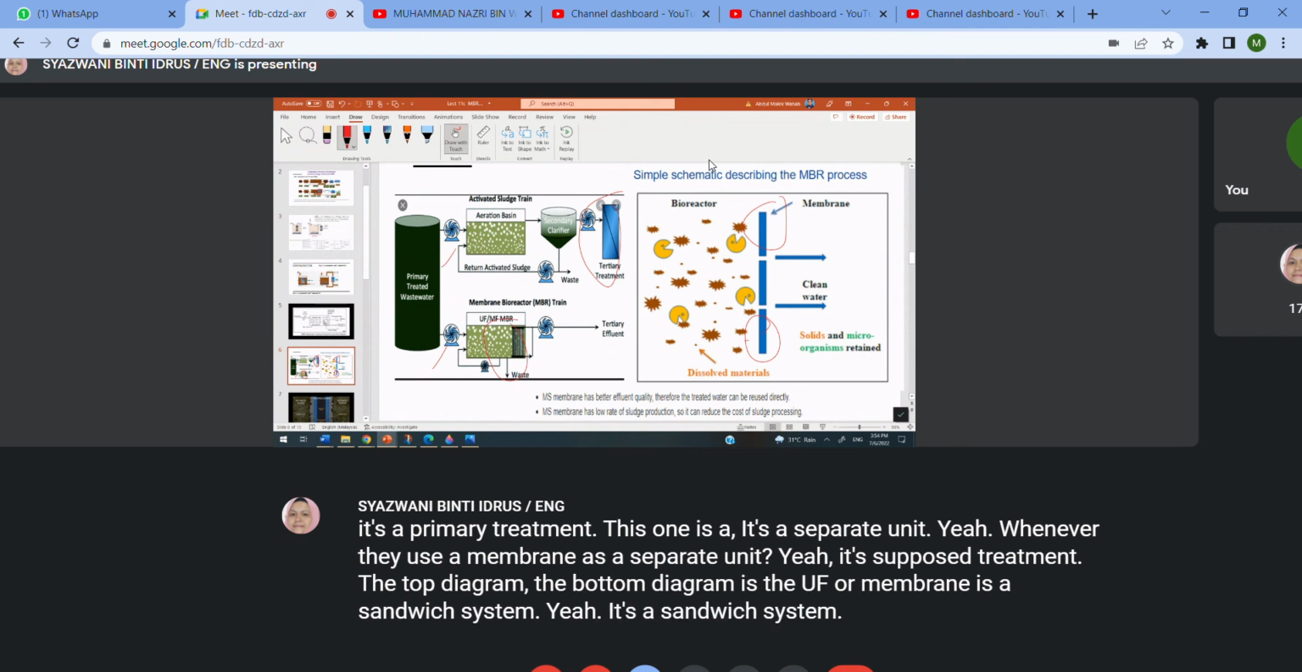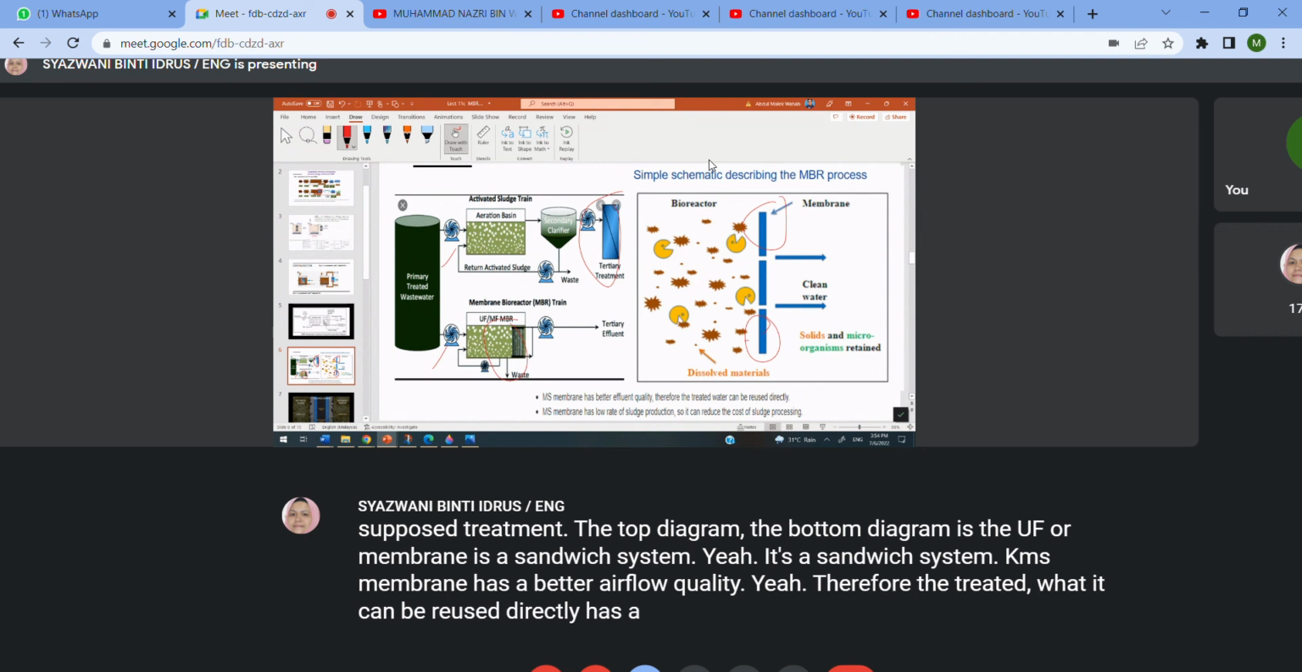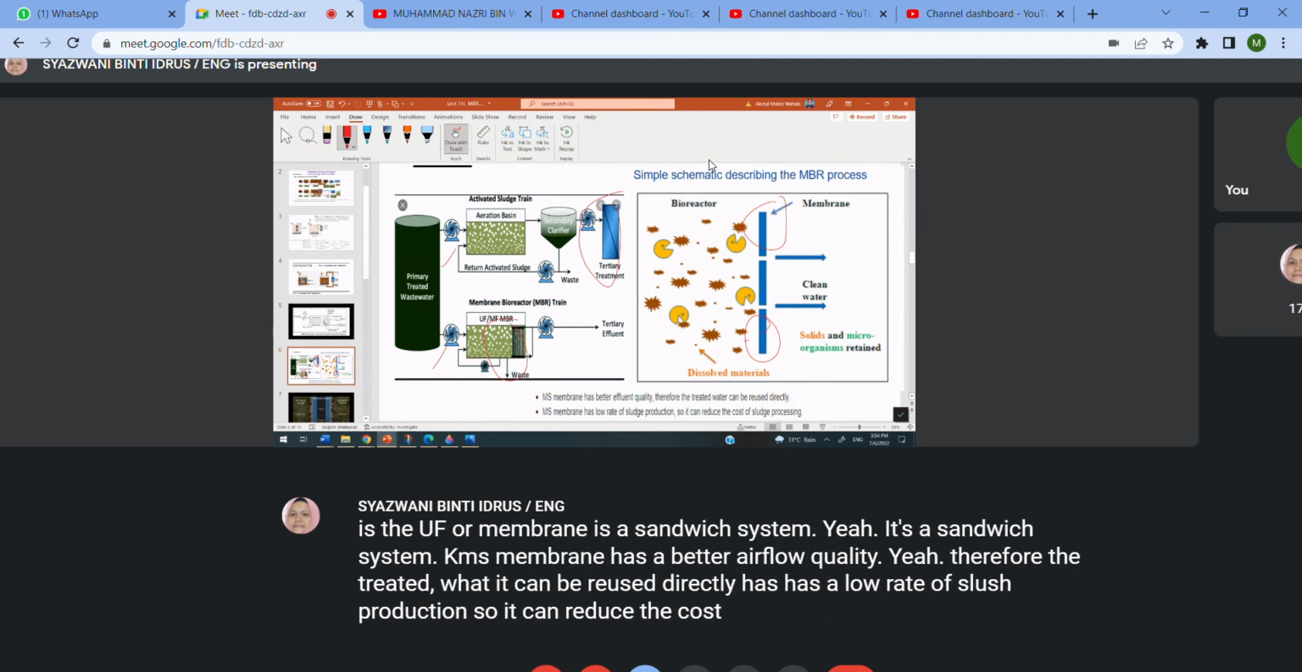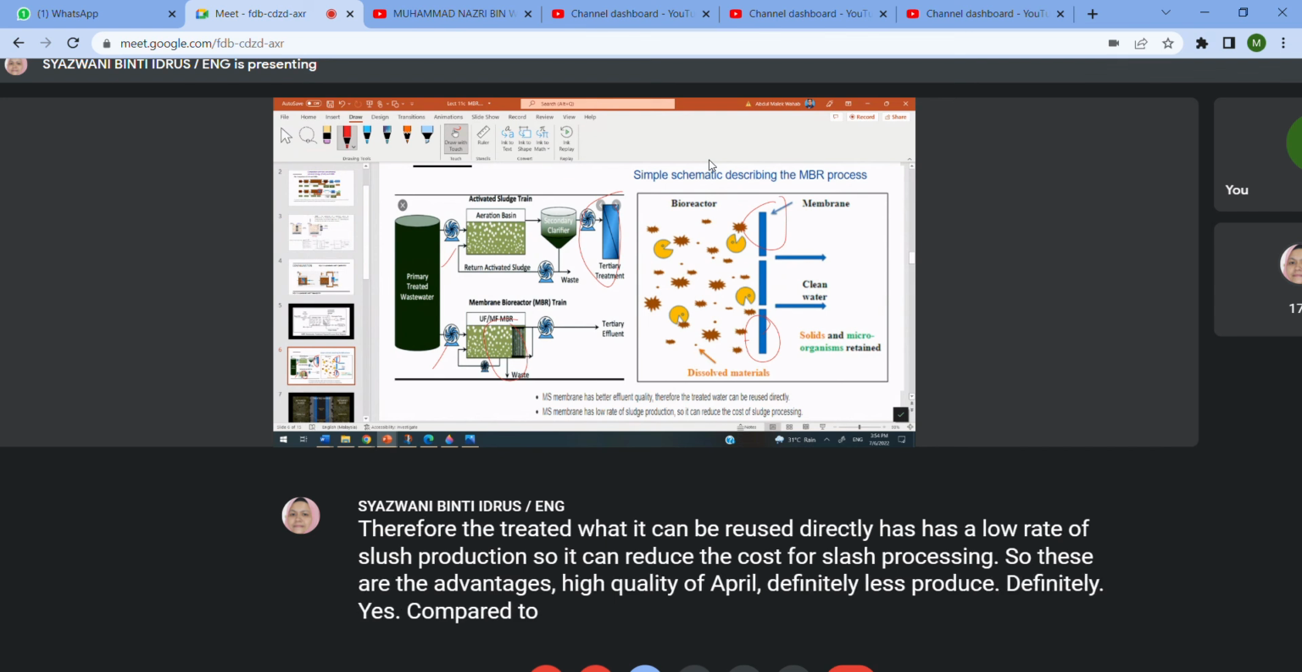MBR has a better effluent quality, therefore the treated water can be reused directly. It has a low rate of sludge production, so it can reduce the cost for sludge processing. So these are the advantages whenever you apply the membrane bioreactor: the high quality of effluent, definitely, and less sludge produced, definitely, as compared to a conventional system.